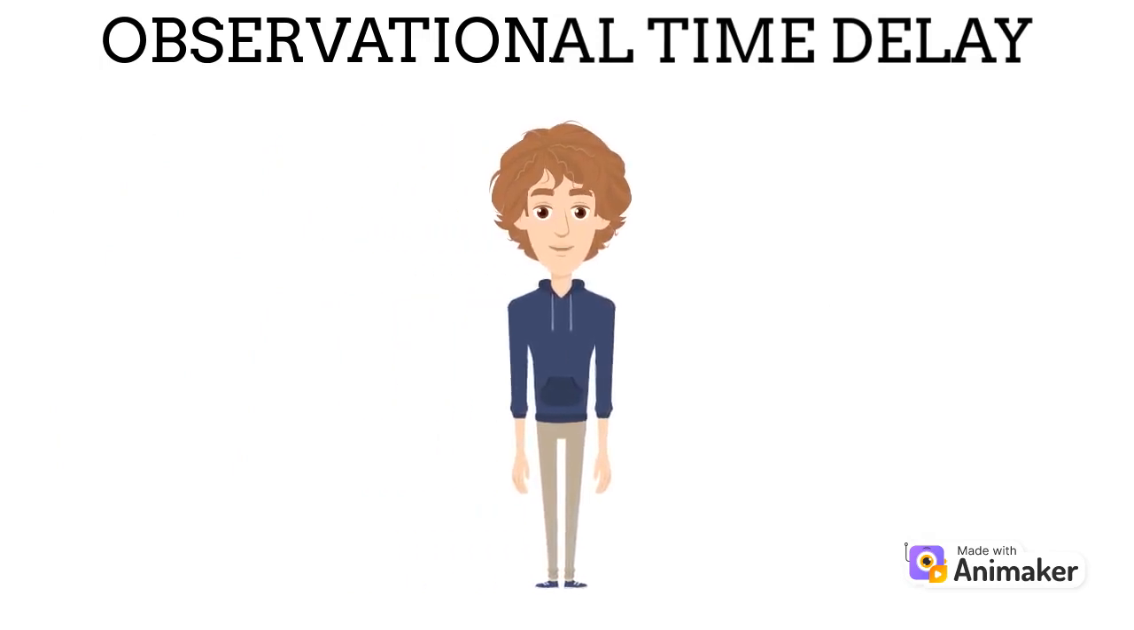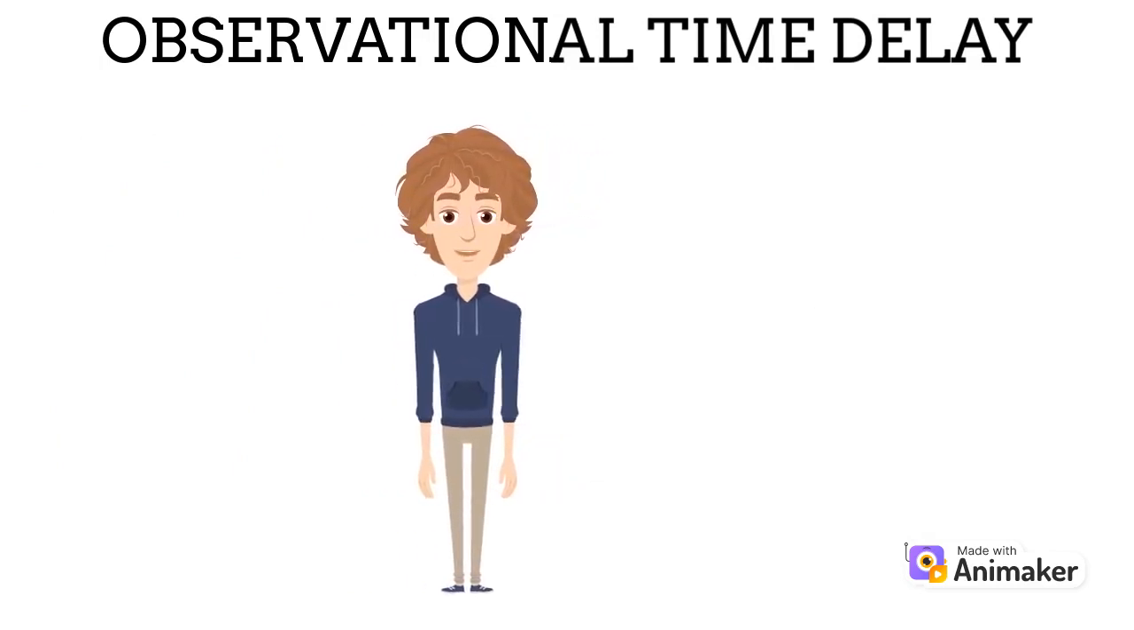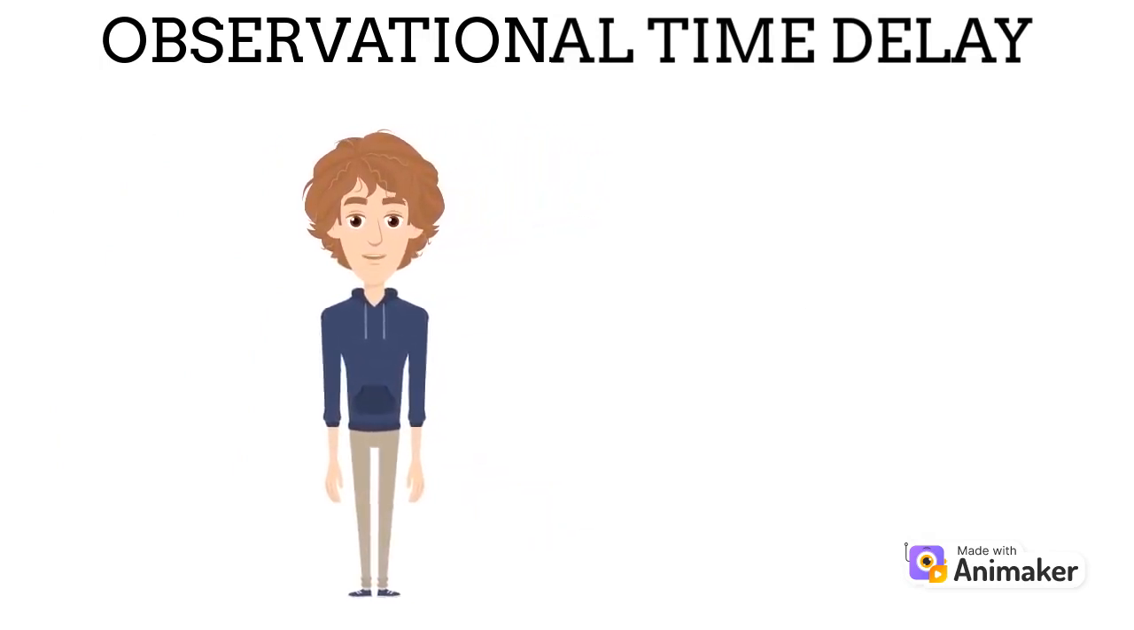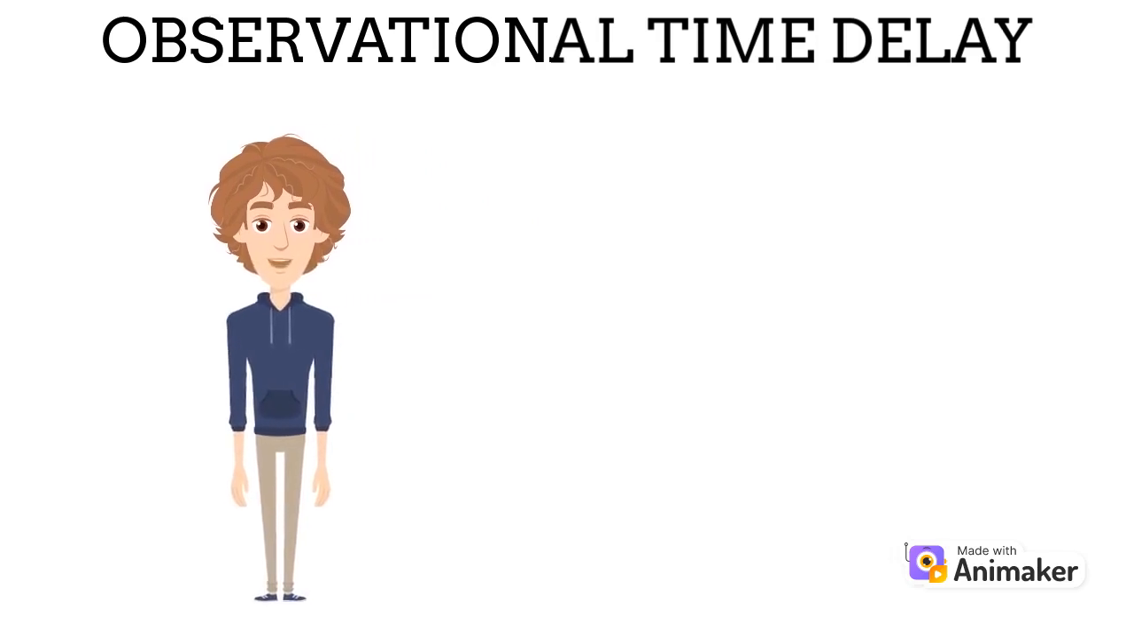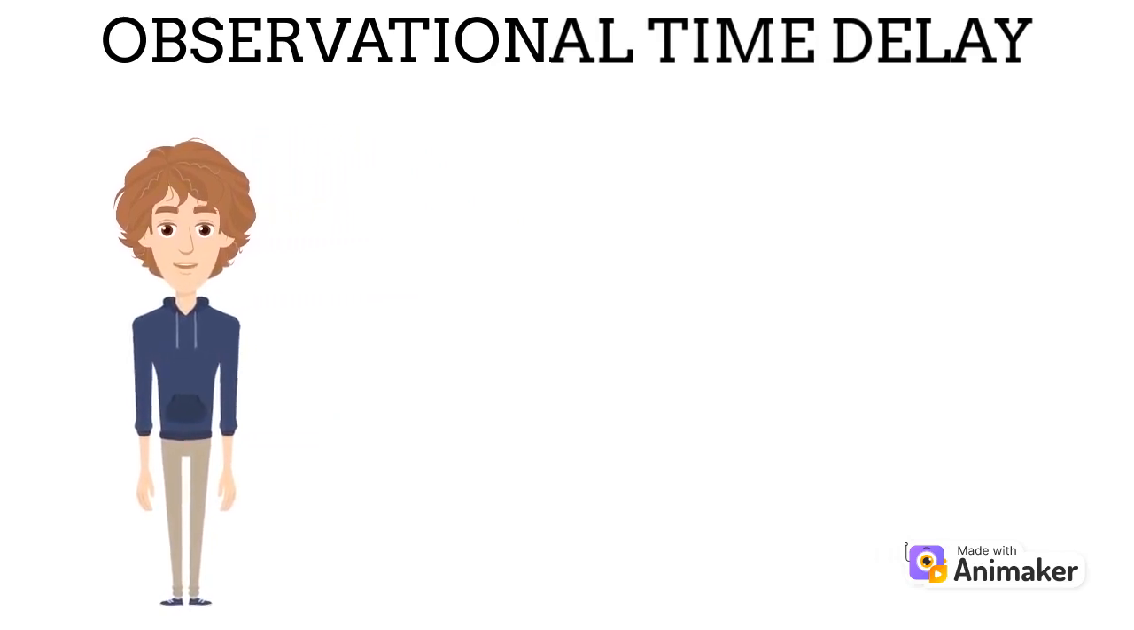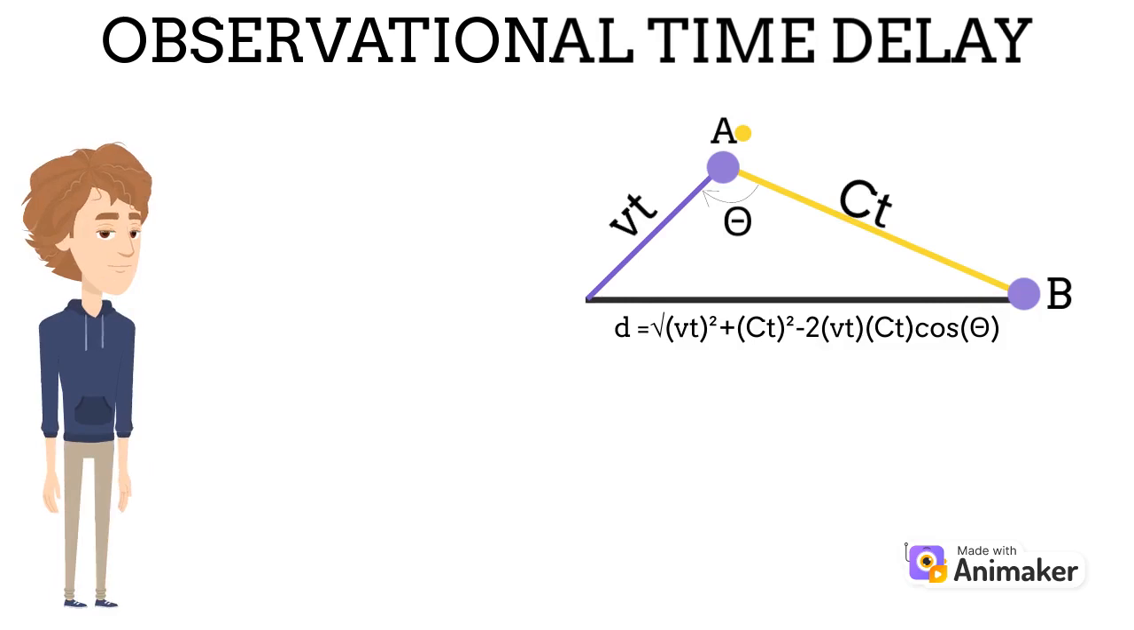Hi. In the previous section we calculated observational time delay when point A is moving towards point B. Now we are going to check what will happen when point A is moving in a different direction. Look at the diagram. Here point A is moving in one direction, and light is moving in another direction. The angle between the velocity of point A and light equals theta.